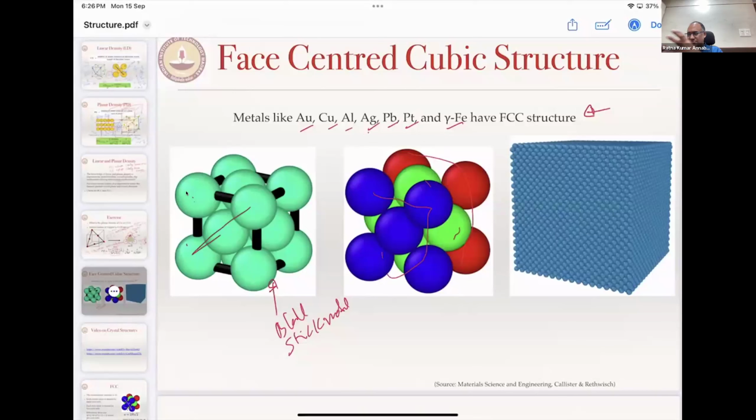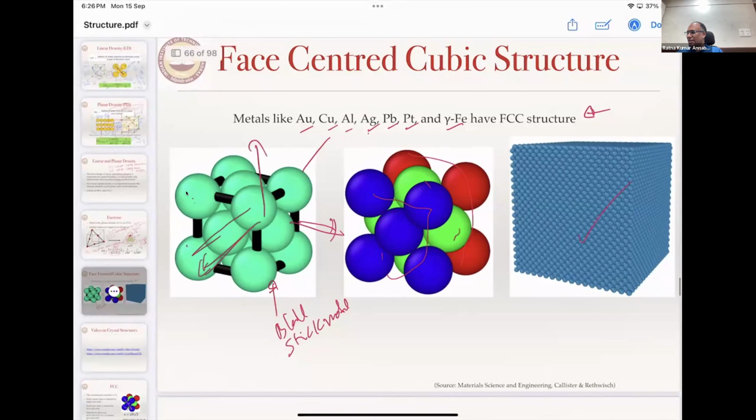And when you take this unit cell and stack it in the X, Y, and Z directions, you will get a crystal lattice like that. Okay.